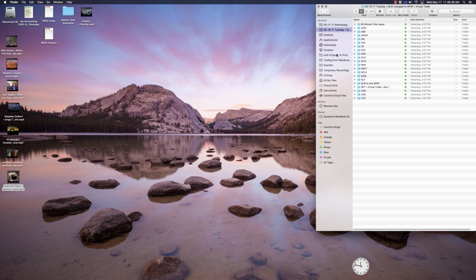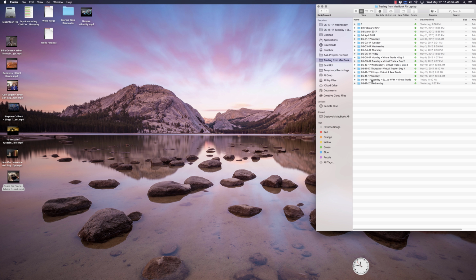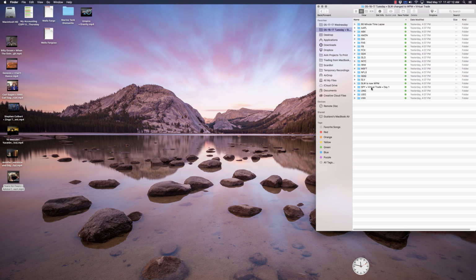If I go back over here, we're working on my folder. Look, let me go back over here, trading. The 16th right here, this is my folder for the 16th. If I do this, you can see some of my notes that I put in here. I put SLW changed to WPM because the ticker changed its name yesterday. And then virtual trade. That means that I'm trading virtually right here. So this is virtual trade day one.